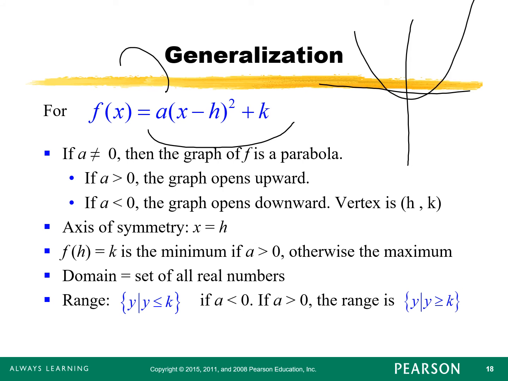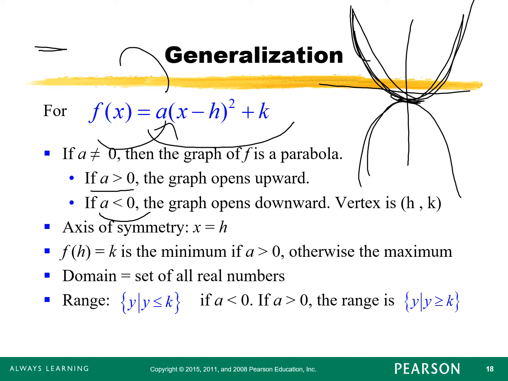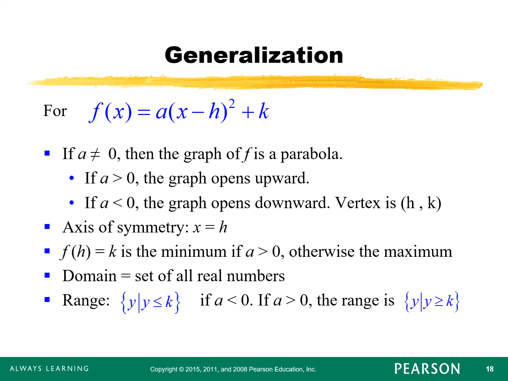Now, if a is bigger than 0, it means that a is a positive number, and our parabola will open upward. This is what we call opens upward. And if a is less than 0, it means it's a negative number, so here our graph will be downward. It means it will open like this, downward, not upward but downward. And this is what we call the vertex form of a parabola.